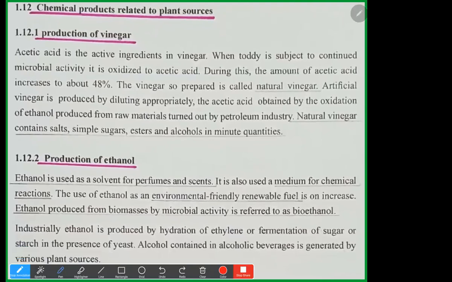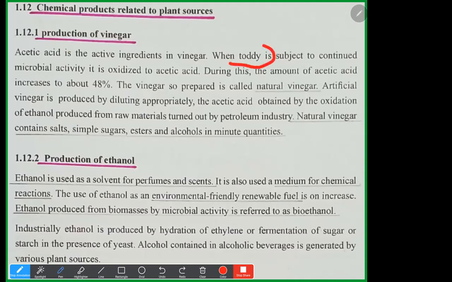Chemical products related to plant sources. The first part is vinegar. The active ingredient in vinegar is acetic acid. Toddy is subject to continued microbial activity, and it is oxidized to acetic acid.